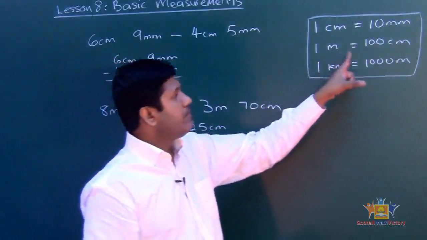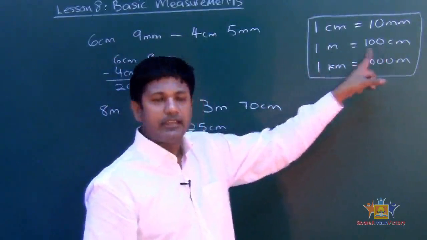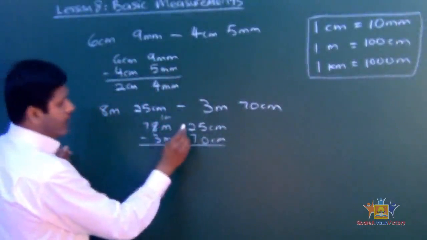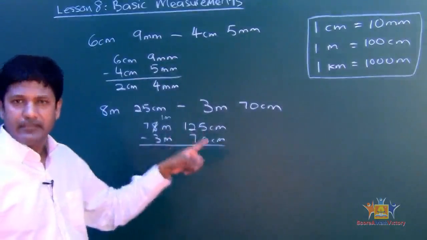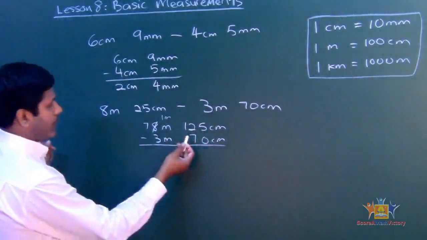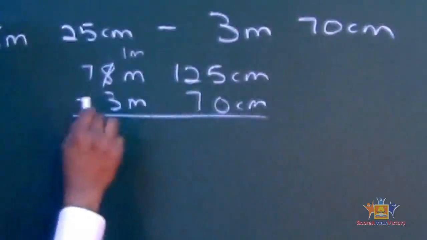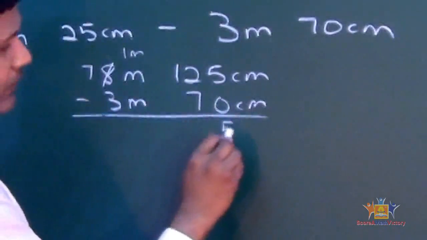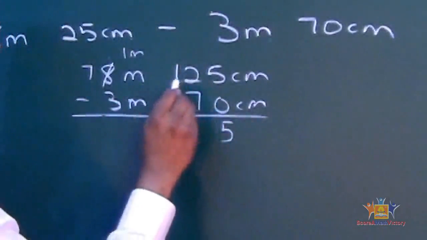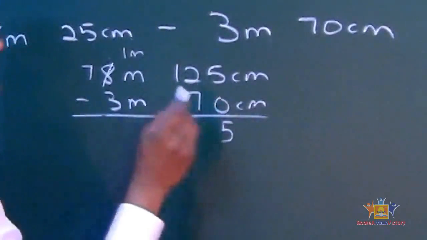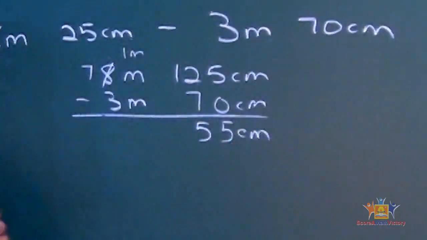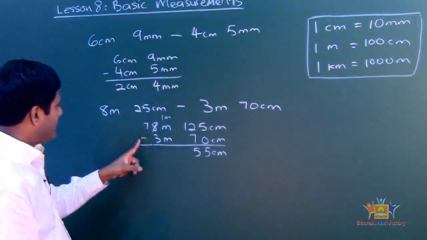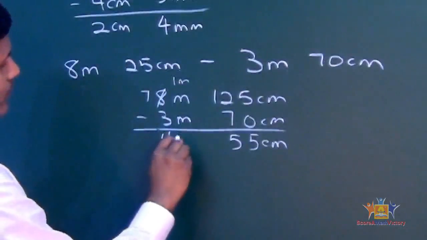And I know that 1 meter equals to what? 100 centimeters. So that means I can take the 100 centimeters, and this one becomes 125 centimeters. See that? Now I can subtract. 5 minus 0 is 5. 2 minus 7, I cannot. Now I take 12. 12 minus 7 is 5. See that? There becomes 55 centimeters. Now 7 minus 3 is 4 meters.